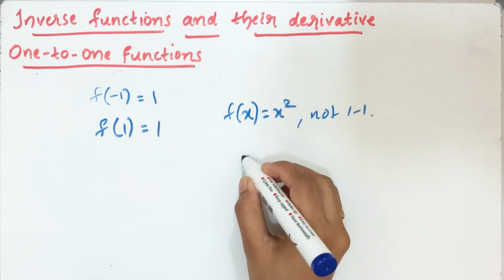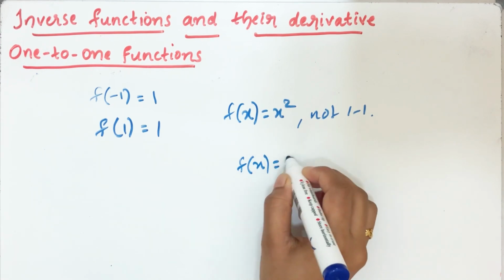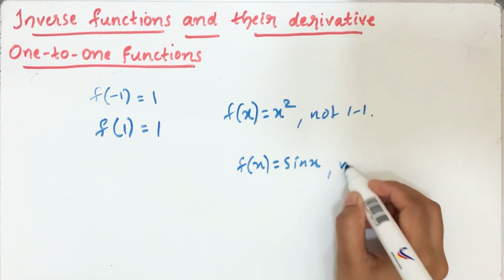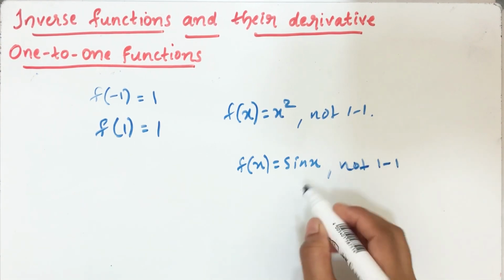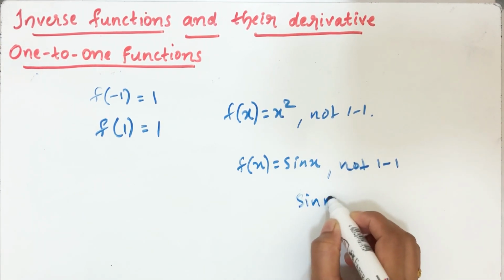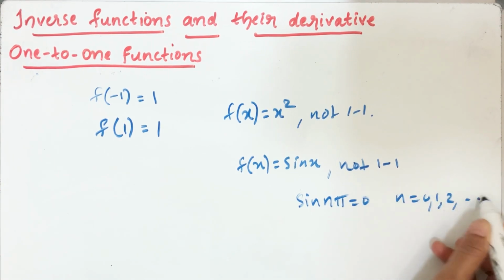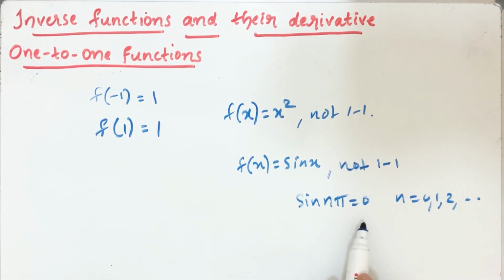Like that, we can say f(x) is equal to sin x. f(x) is equal to sin x is not 1-1. For example, sin nπ is equal to 0 for n equal to 0, 1, 2, etc. That is, sin 0 is equal to 0, sin π is equal to 0, sin 2π is equal to 0, etc. We have the same value 0 for more than one element in X. So these are functions that are not one-one.